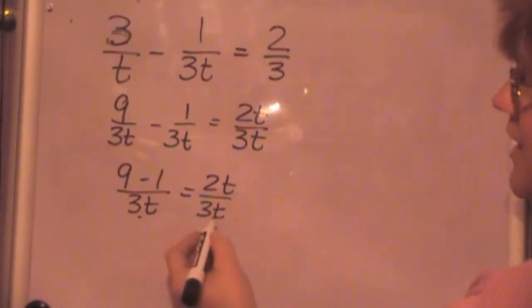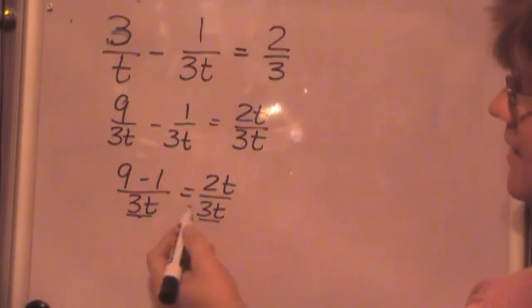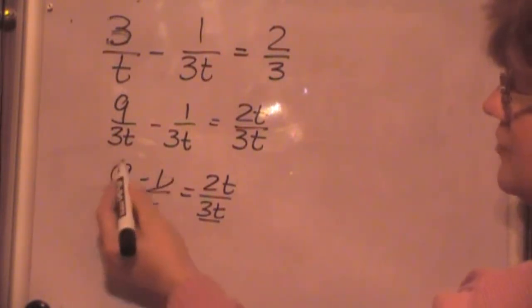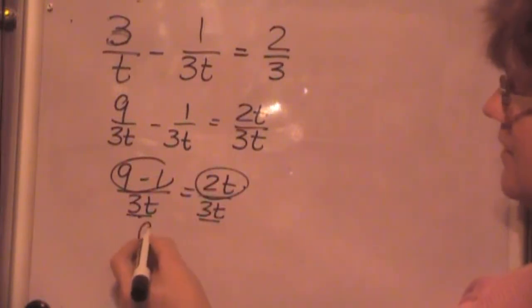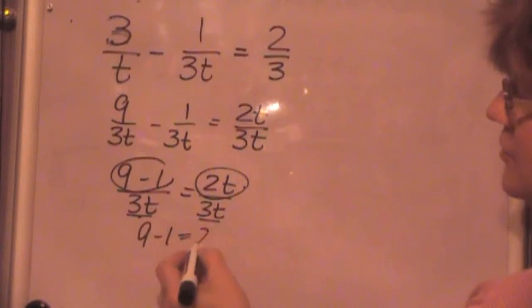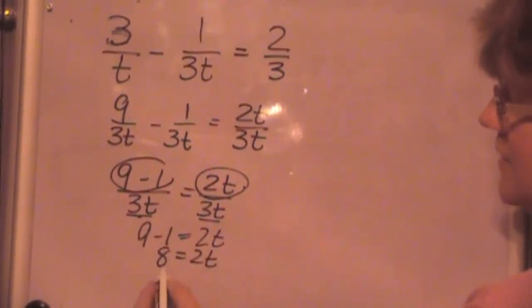Well, if two fractions are exactly alike and they have the same denominator and they're equal, I can set the numerators equal to each other and forget about the denominators now. So 9 minus 1 equals 2t. That gives us 8 equals 2t, or t is equal to 4.